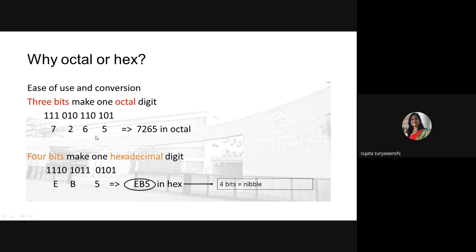Consider 6 as the magnitude of the octal number. How will you represent 6? 6 is made up of 4 plus 2. So 4 is the weightage of the third bit of binary, so here I have put this 1. And the second bit has weight 2. So 4 plus 2 is equal to 6. That's why the binary equivalent of 6 is 110.